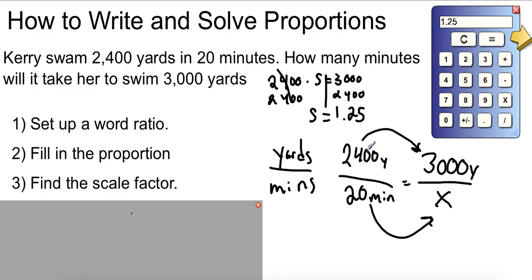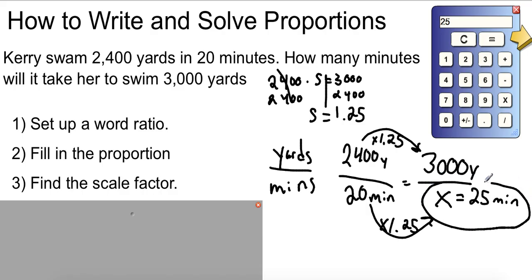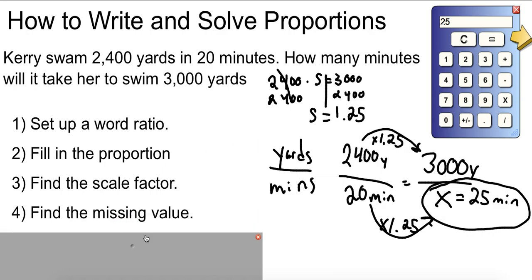So I know that 2,400 times 1.25 will give me 3,000. And if I want the yards and the minutes to be proportional, I need to multiply 20 minutes times 1.25. So if I multiply 1.25 times 20, that'll give me 25 minutes. So I know in order for Carrie to swim 3,000 yards, that's going to take her 25 minutes. And this is my final answer. Right? So we found the missing value.